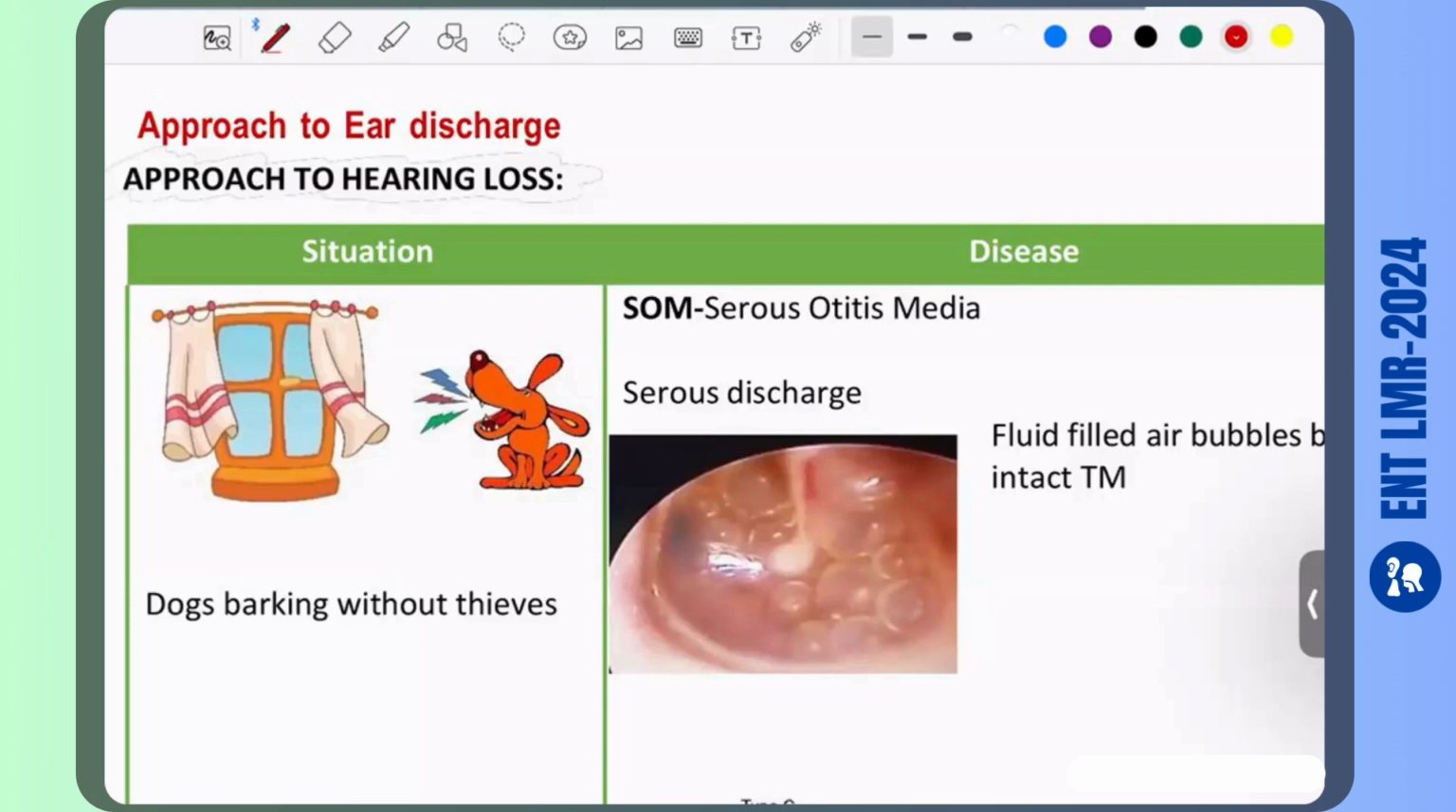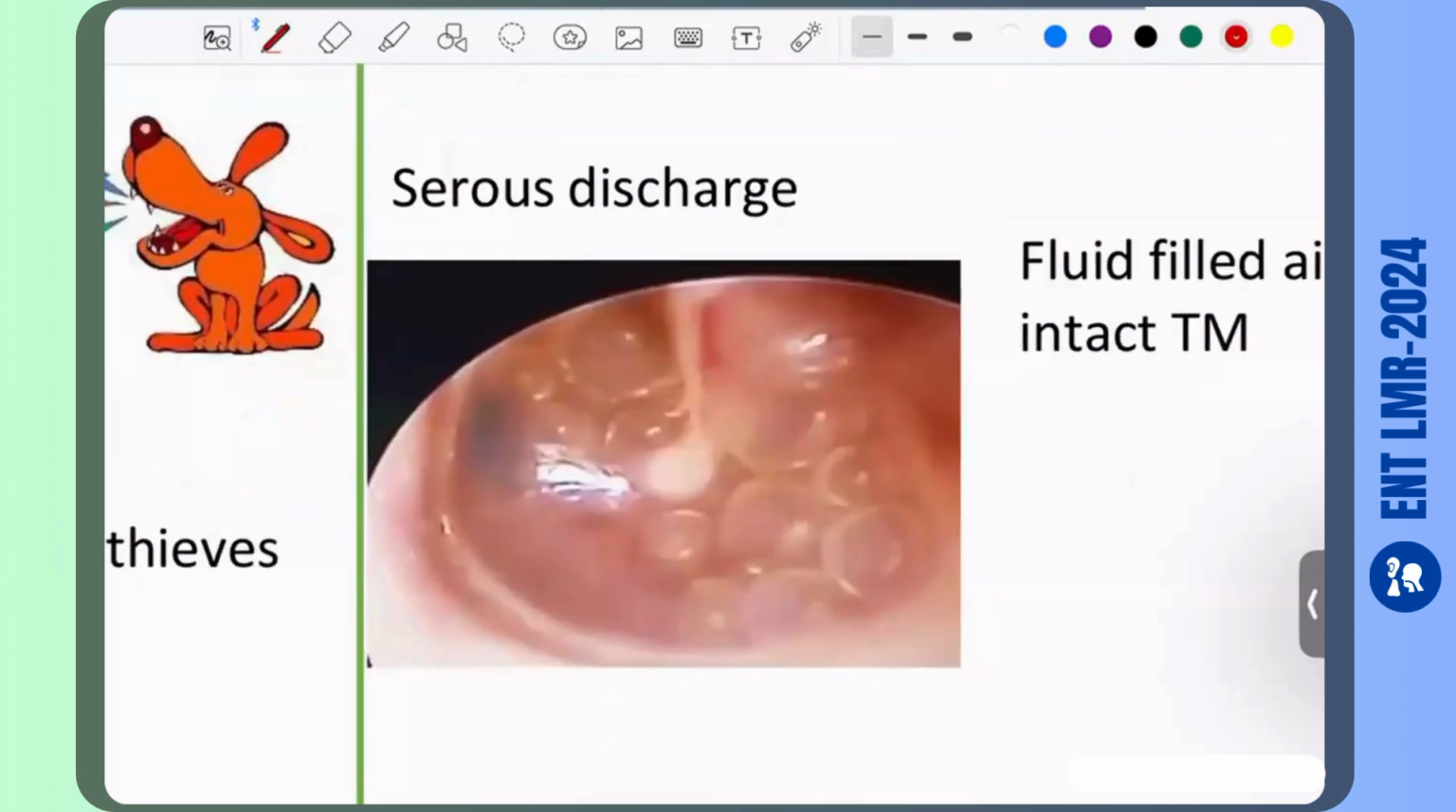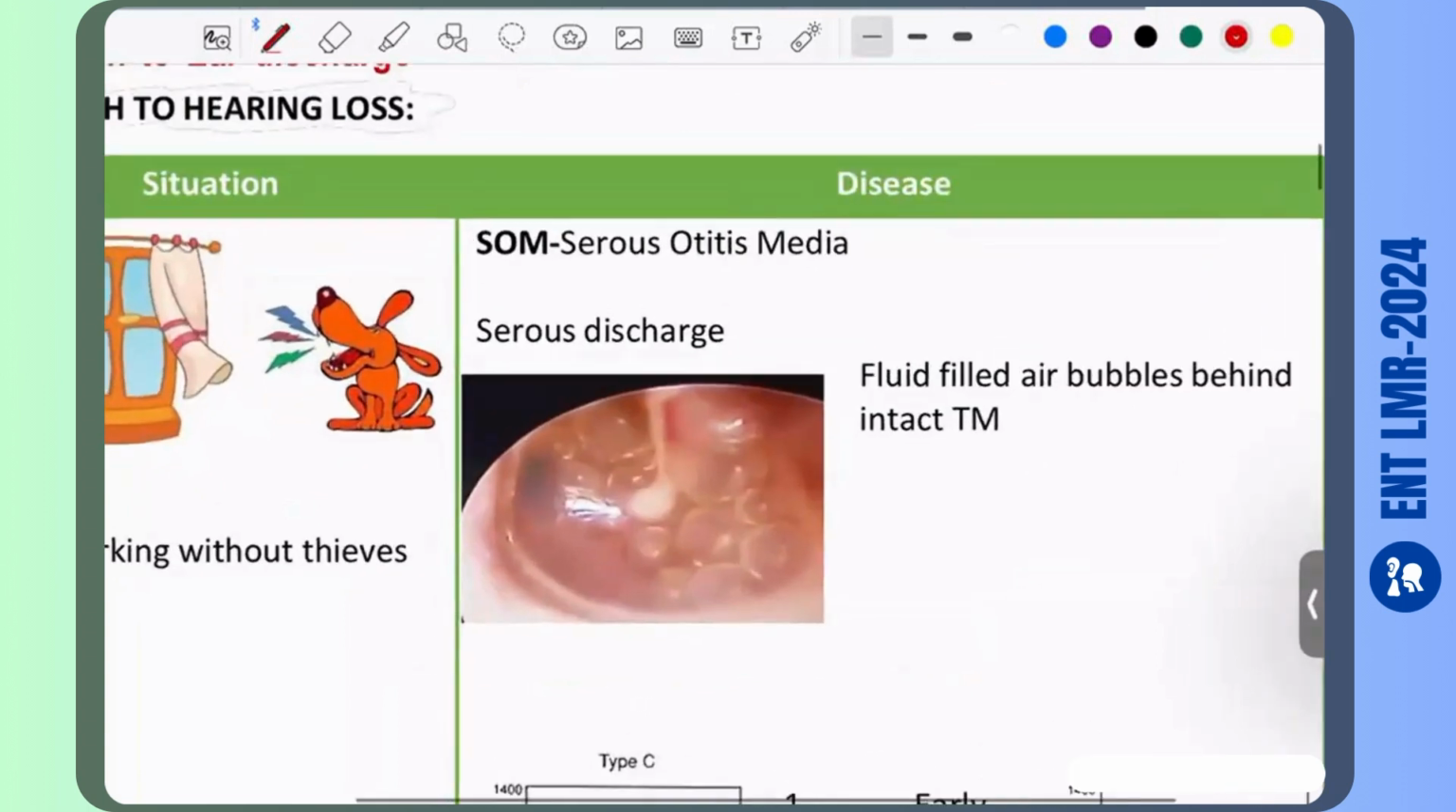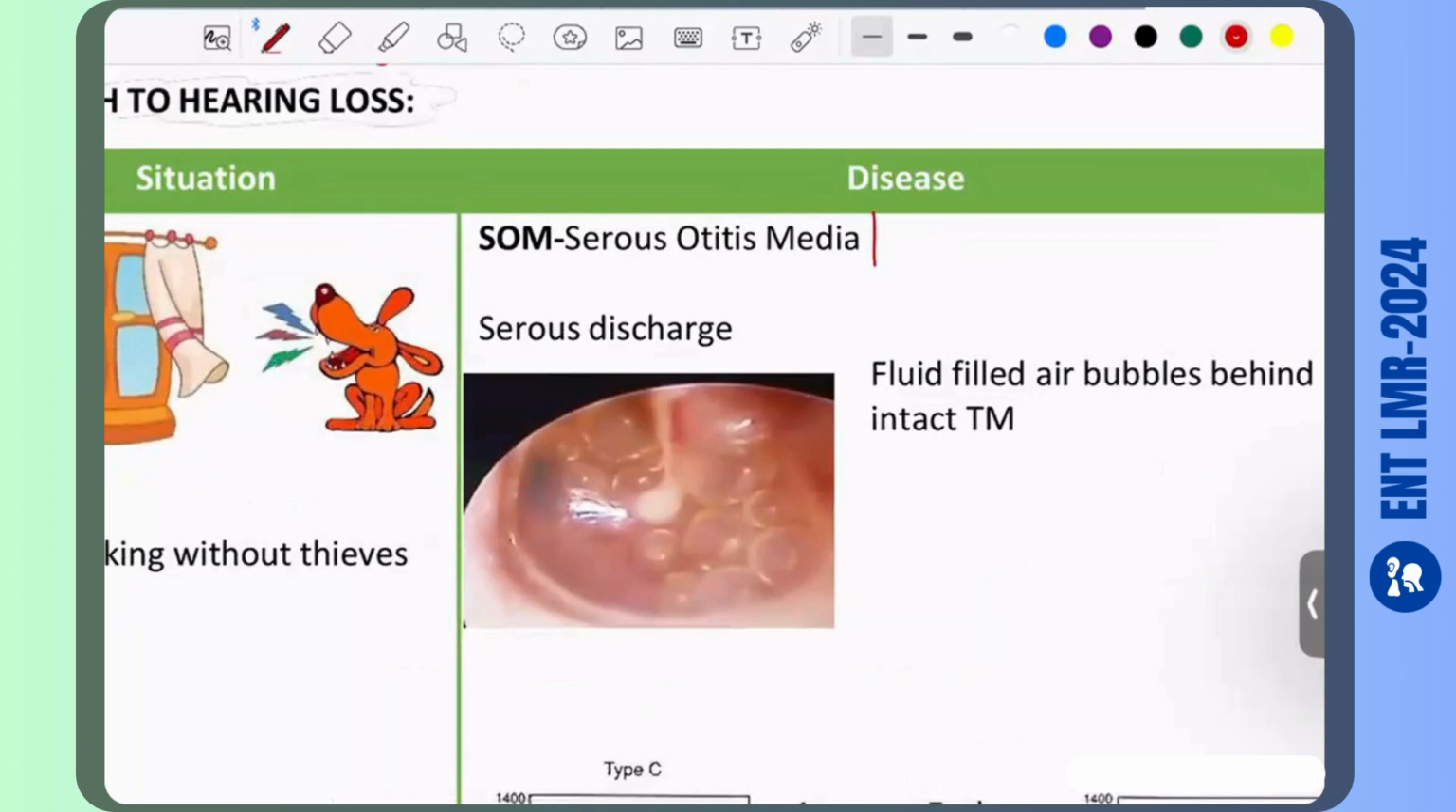So what is serous otitis media, sir? Serous otitis media is nothing but the dogs barking without any thieves. See here, there will be air fluid levels behind the intact TM. So this is called serous otitis media, secretory otitis media, or otitis media with effusion.